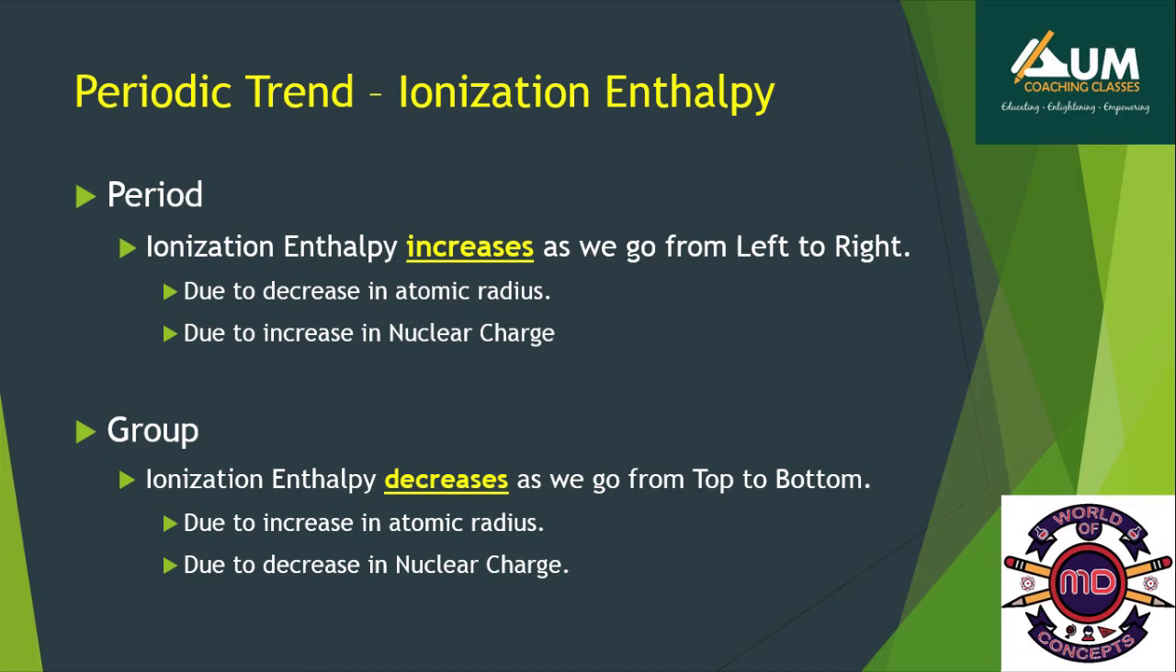When it comes to group, the ionization enthalpy decreases as we go from top to bottom. This is due to the increase in atomic radius and the decrease in nuclear charge. Also, as we all know, when we go from top to bottom, the tendency of an element goes on to become more metallic than non-metallic, and therefore they have the tendency to donate electrons. Hence, the energy required to remove the electron from the outermost orbit decreases.